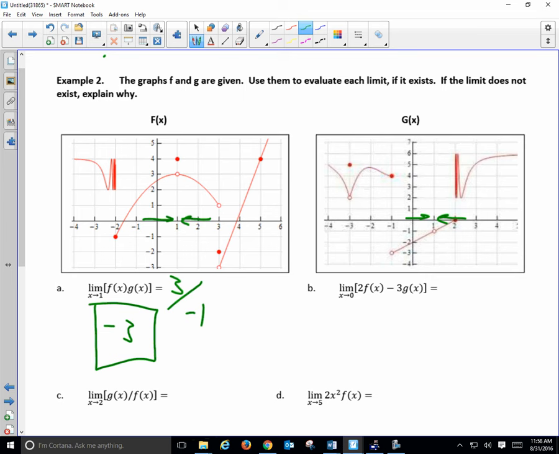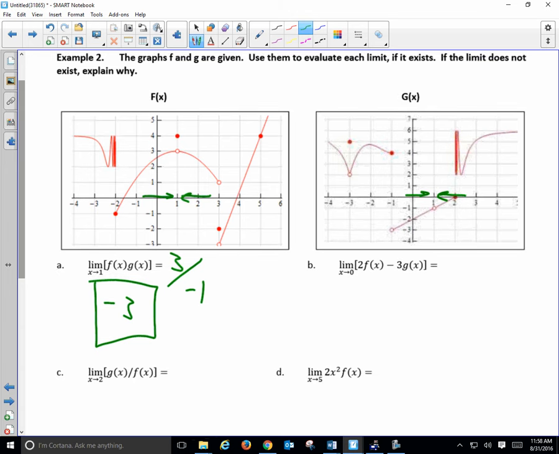Okay, look at B. 2 times f of x. What is the limit as x approaches 0 of f of x? Sure. Well, I would say that that's a good estimation.